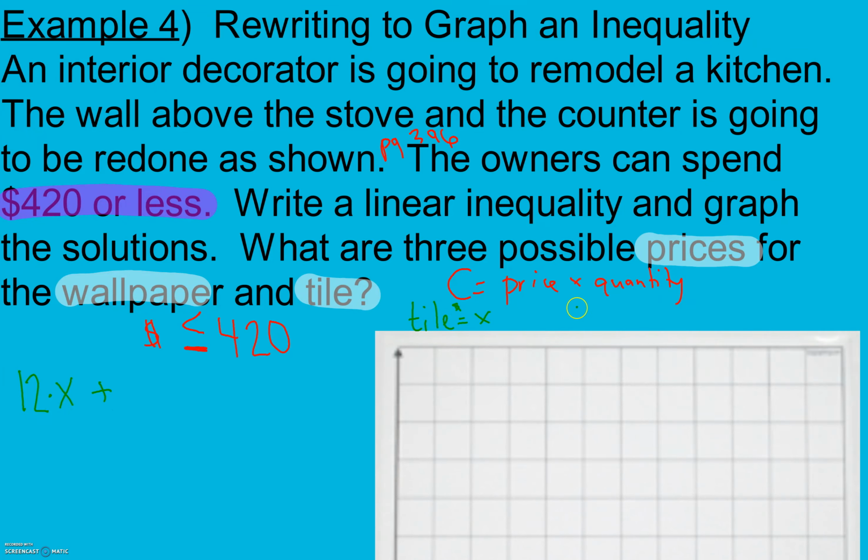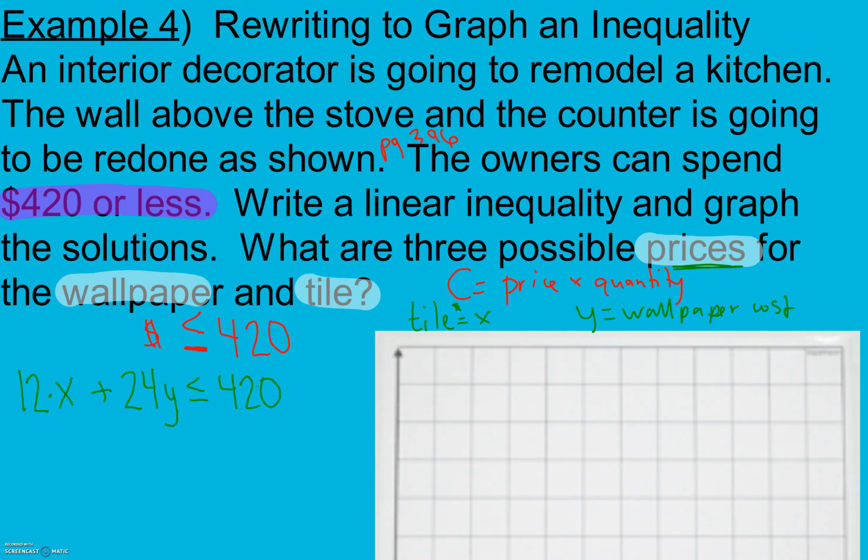Plus, we do the same for wallpaper, and that's going to be my Y, and that's my wallpaper cost. And it's cost because we're looking for prices. If you look at the picture on page 396, it tells us that 3 feet by 8 feet as far as papered area goes, so we need 24 square feet of wallpaper. So that is going to be our quantity, and now we need to multiply by price, and that's going to be our variable because we're looking for prices for wallpaper and tile, so those are our variables. Those are the things that change. And that's going to be less than or equal to 420.